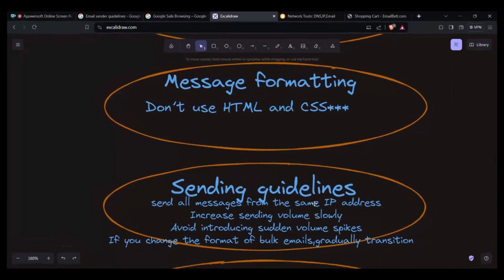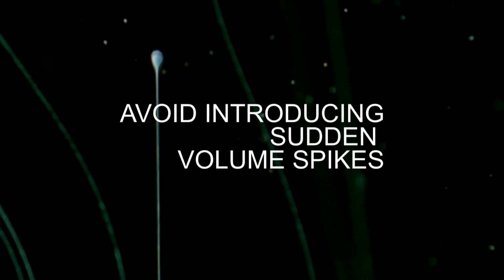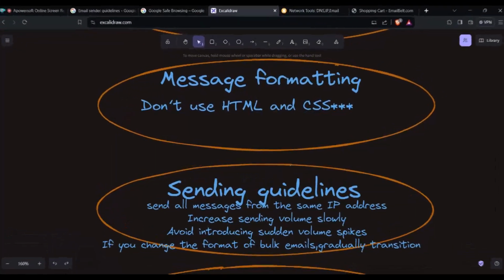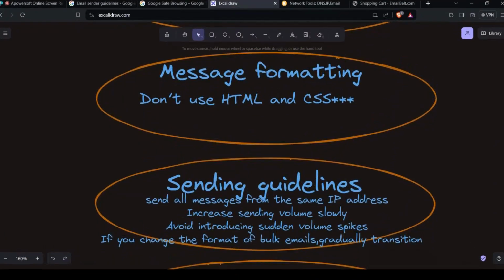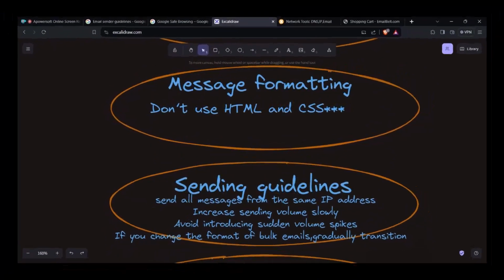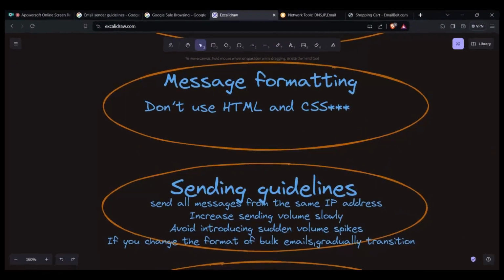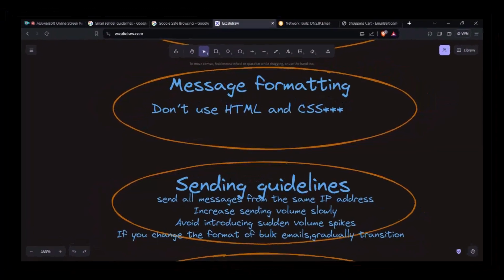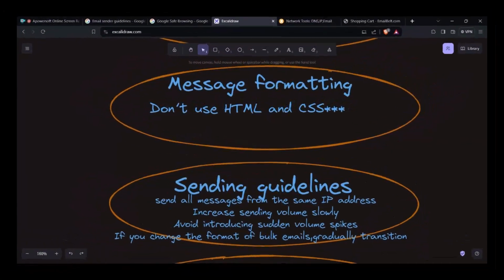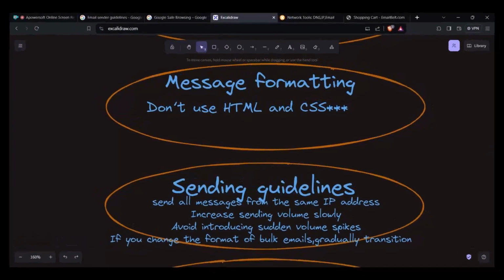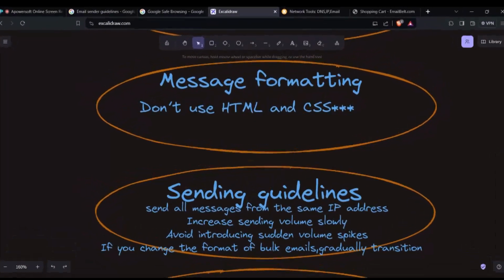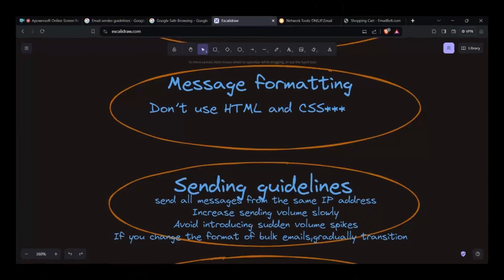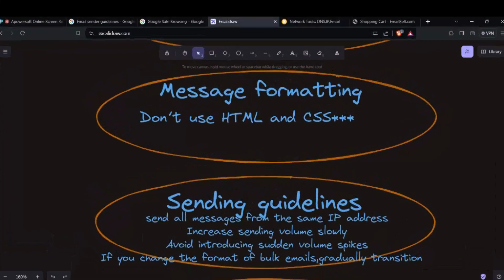The next one is avoid introducing sudden volume spikes. So if for instance you've been sending an average of maybe 100 emails per day, and then the next day you send 1,000 emails, that will be treated as suspicion. And remember, most of the emails that fly around have relationship with Google, so you may want to align yourself with this and ensure that you don't have sudden spikes when it comes to your volume. You gradually increase so that you're not seen as a suspicious sender.